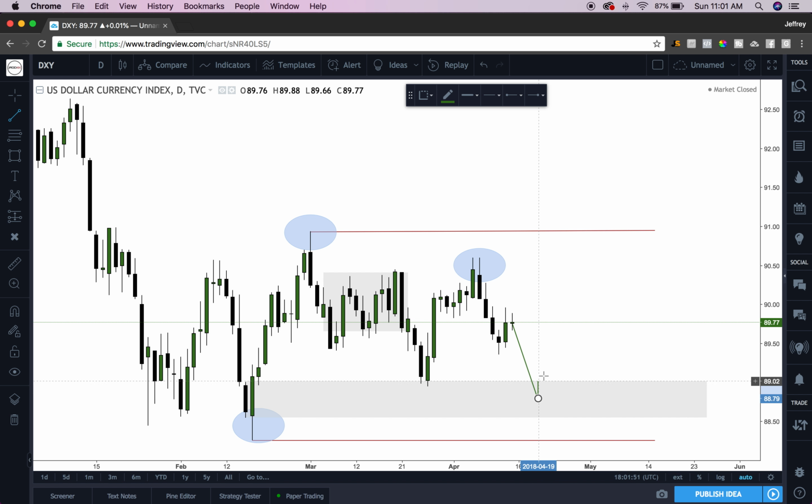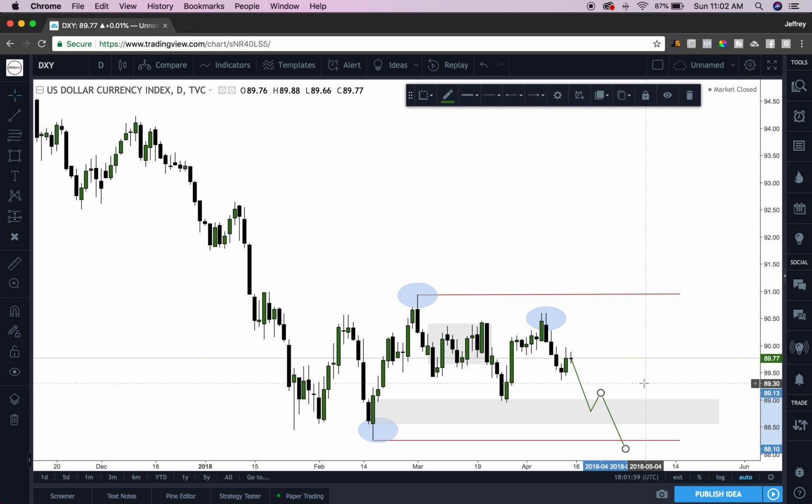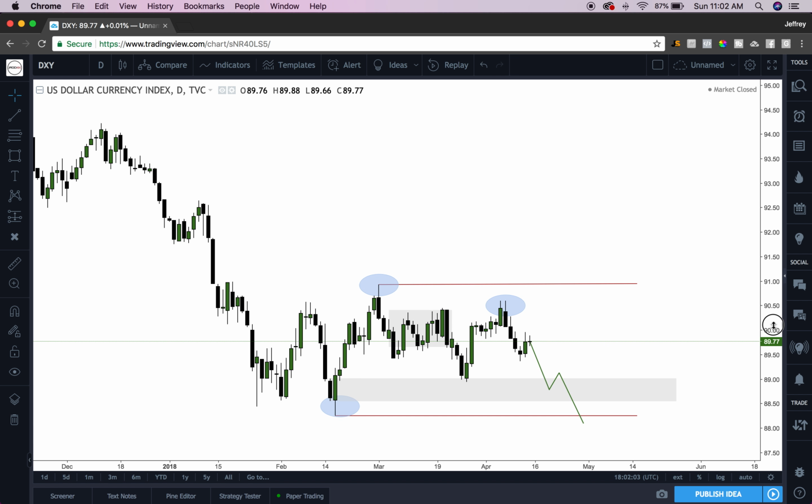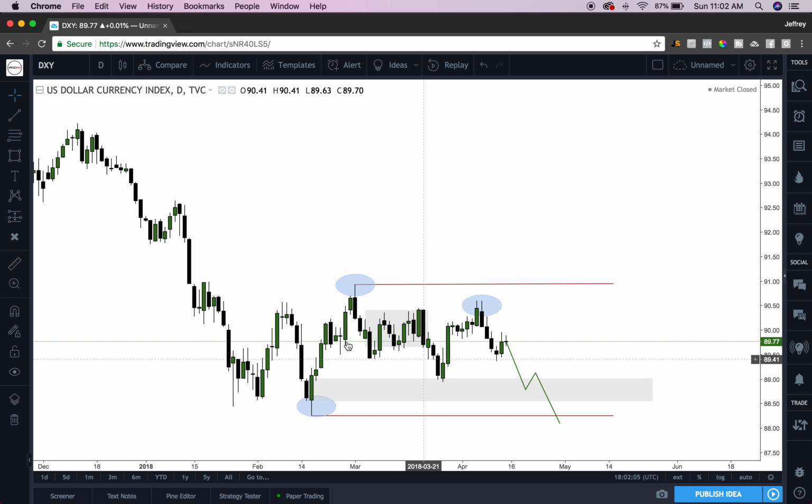So pull out your fibs, whatever you use for your entries, and at that point, we would look for this range low to be taken. So as we're in the range, any trades that you take are going to be a little bit higher risk than once we break the range.